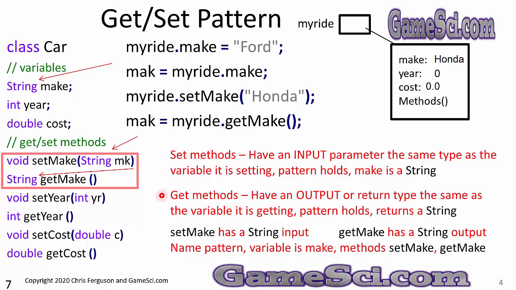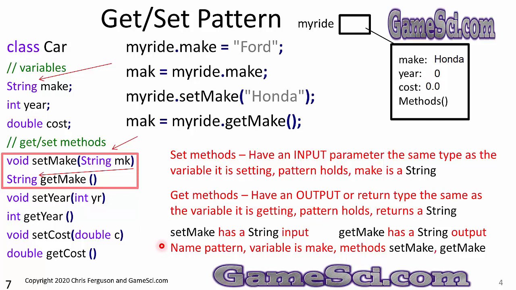Get methods have an output or return type the same as the variable it is getting. Once again, the pattern holds. This one returns a string. If getMake is going to grab the value in the make variable and return it, you better return a value of type string. These three arrows here: make is of type string, so the parameter to setMake has to be type string. Make is a type string, so the return value of getMake has to be a type of string. This is not a coincidence. If that's string, then this has to be string, then this has to be string. SetMake has a string input, getMake has a string output because make is a string variable.